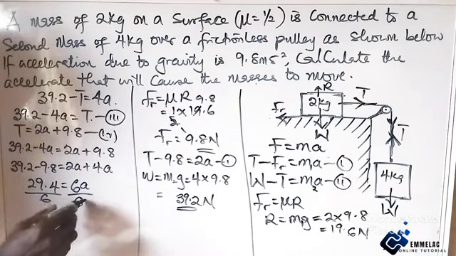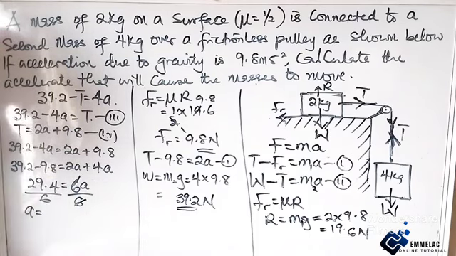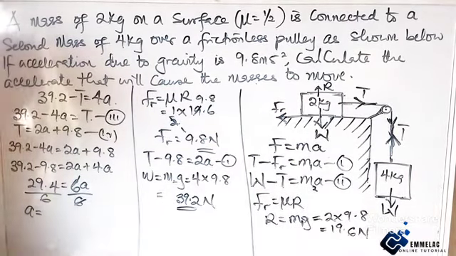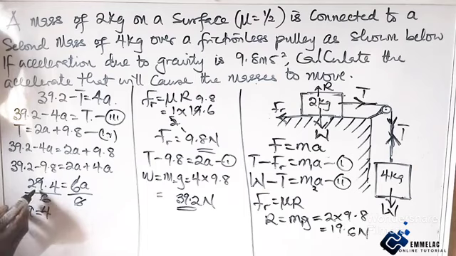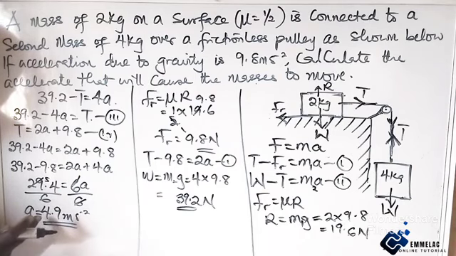So our acceleration here will now be, let's punch our calculator to see the actual value. So 29.4 divided by 6 gives us 4.9 meters per second squared. So this is the acceleration that is required for the two masses to move.